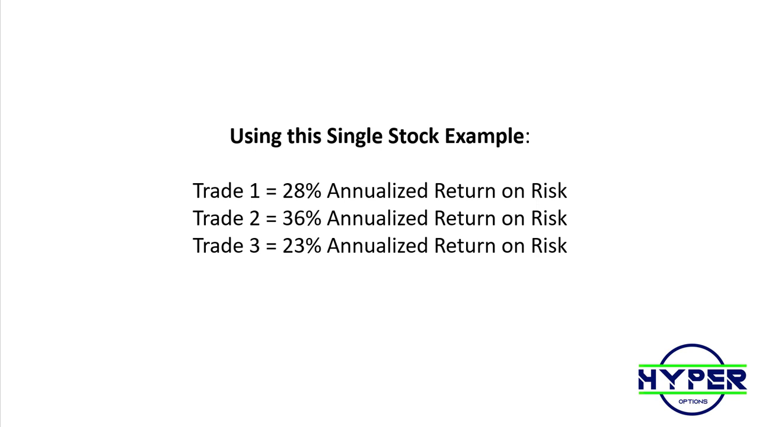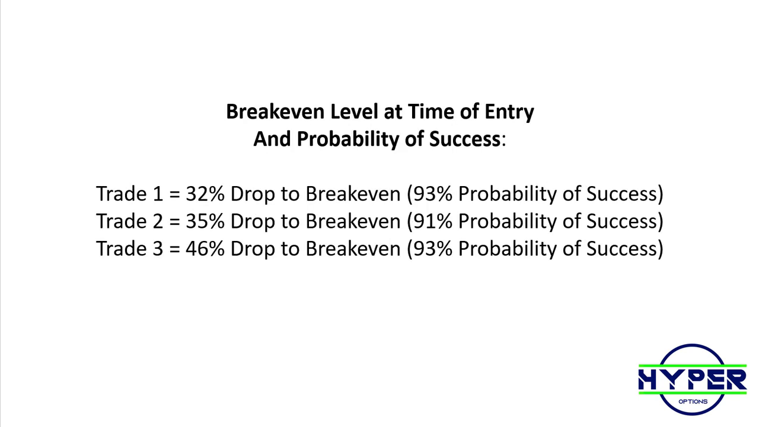Trade number two is a little better. It produced a 36% annualized return on risk, and then trade number three produced a 23% annualized return on risk. That is above average returns, obviously. A 28% annualized return is well above the normal buy and hold in stocks. I wanted to show that for a second, and also point out a couple of other things given this context. I want to take a look at the break-even level for a second.